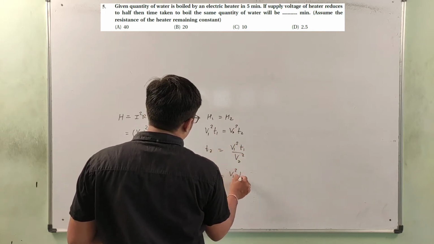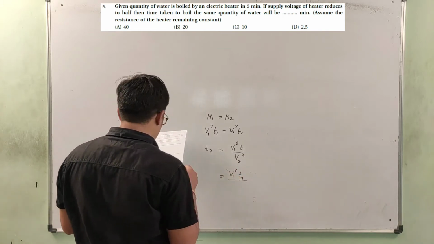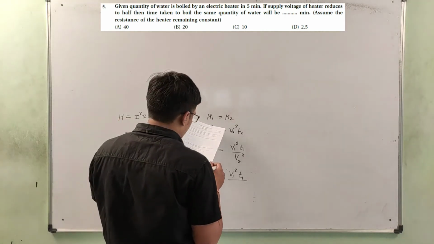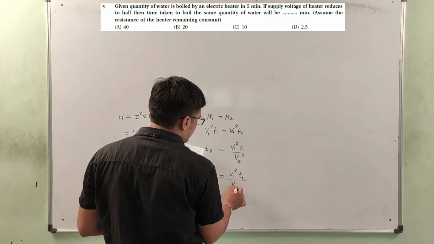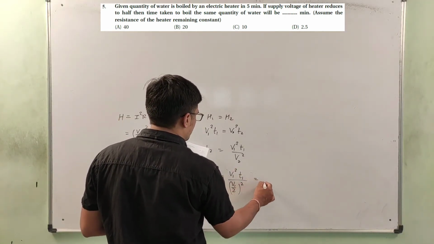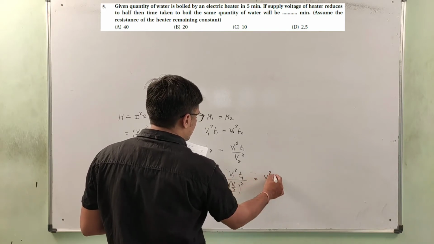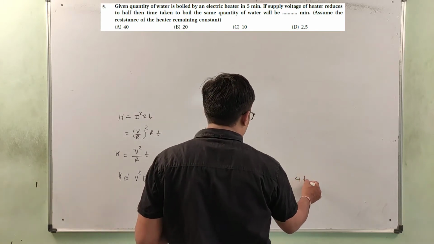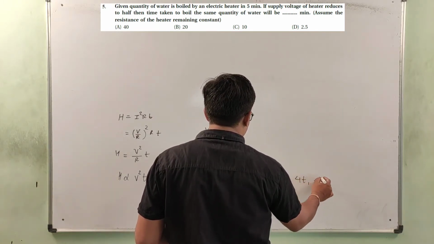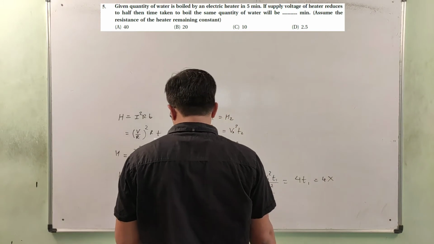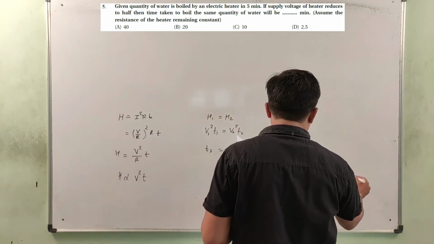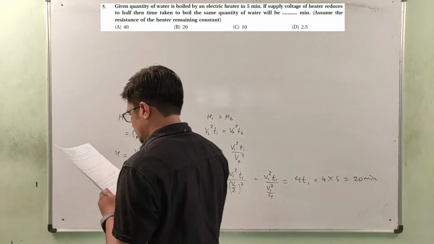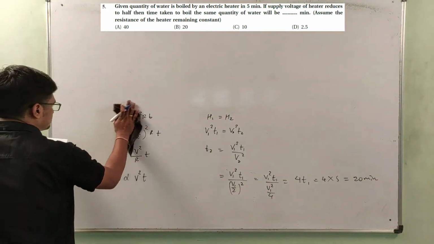Now the potential in the second case reduces to half, so V2 is equal to V1 by 2 whole square. So V1 square into T1 divided by V1 square by 4 gives 4T1. So 4 into time T1, which is 5 minutes, 5 fours are 20 minutes is our answer. So B, 20 minutes, is our answer.